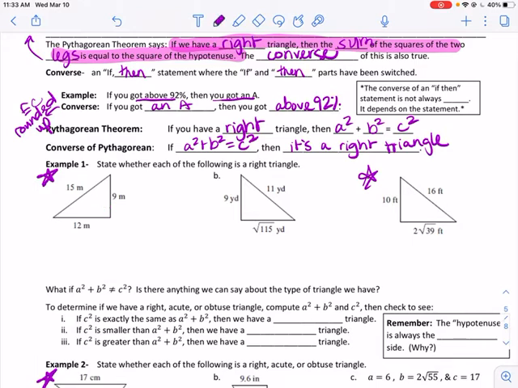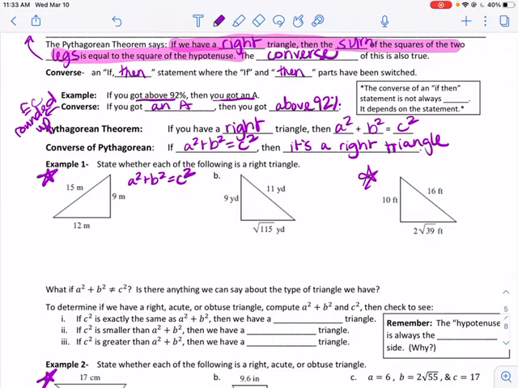Okay, we're going to check this one. How do I know which sides to plug into a squared plus b squared equals c squared? Remember that c squared is really the only one that matters. A and b can be either of the other two. And it makes sense that you would put the longest one in for c, because it is the sum of a squared plus b squared. If you're adding two things together to get the third thing, the third thing should be bigger, right? So we're going to put the longest side in for c.